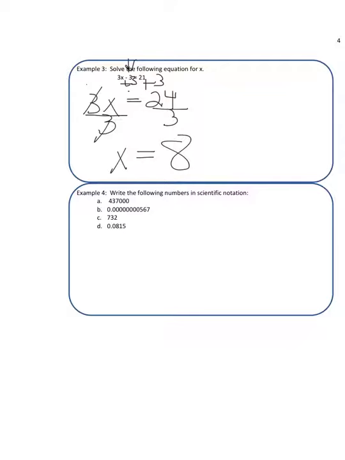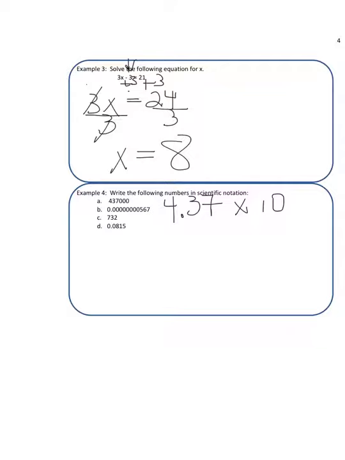Example 4. Write the following numbers in scientific notation. 437,000. To write numbers in scientific notation, remember again we have 2 parts, the number and the power raised to 10. In order to do this, we must take the decimal point and place it immediately after the first number that is not 0. So in this case, the first number that is not 0 is a 4. So we have 4 decimal point 3, 7. Then we have a 10 raised to a power.